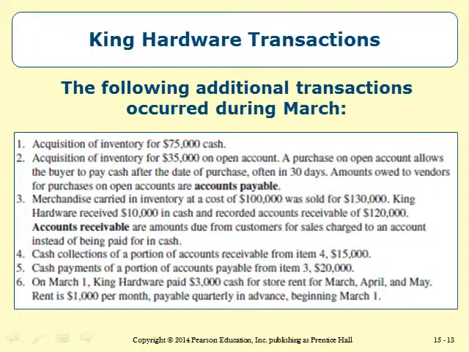Transaction number 5 is cash payments of a portion of the accounts payable from item number 3. And then transaction number 6, where on March 1st, King Corporation paid $3,000 cash for store rent for March, April, and May. Rent is $1,000 a month, payable quarterly in advance beginning March 1.